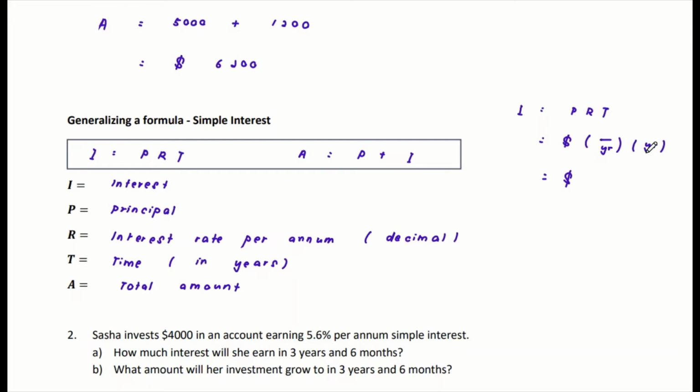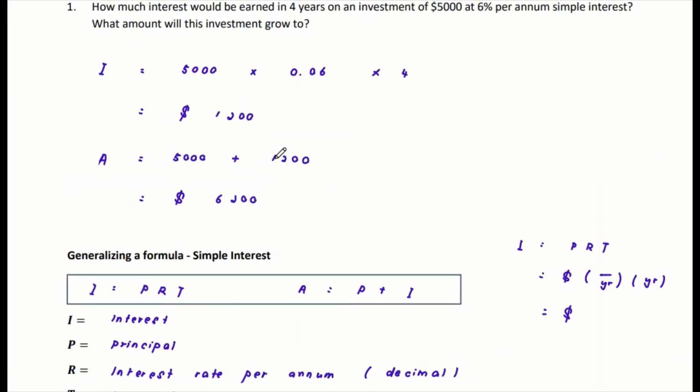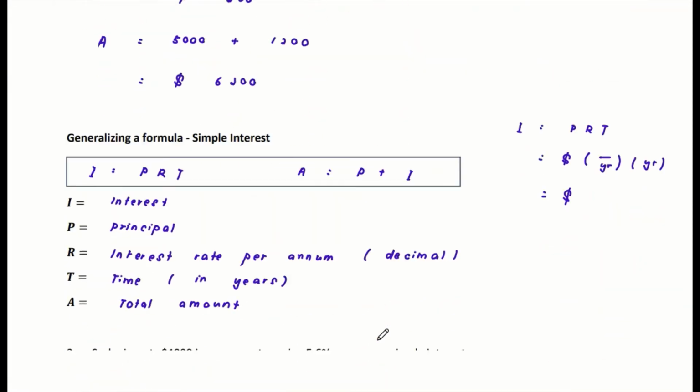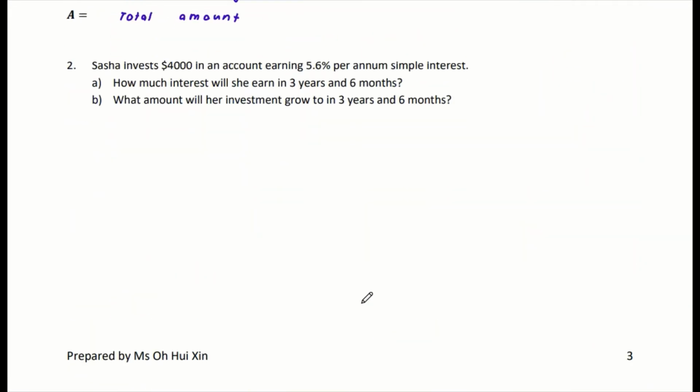Now the same thing, we'll be doing a similar question, but now maybe you try to use the formula. At the same time, I hope that you understand from the first question how this formula comes from. So now let's continue with question 2. Sasha invests 4,000 in an account earning 5.6% per annum simple interest. How much interest will she earn in 3 years and 6 months? So the same thing.